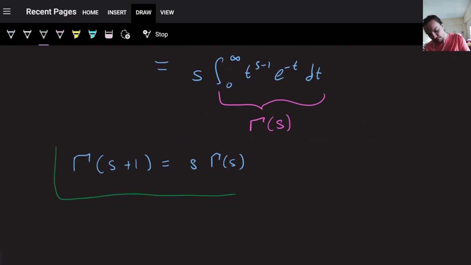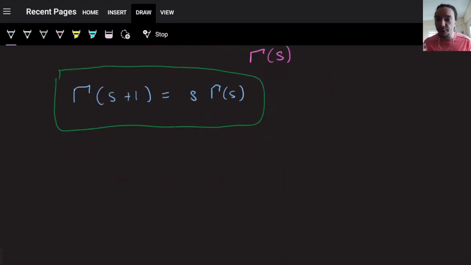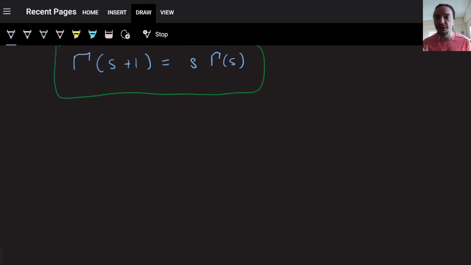This is sort of similar to the formula for the factorial that we found earlier. It's a little bit different, but it shows us that we can find the value of the gamma function at s plus 1 in terms of the value of the gamma function at s. Okay? It satisfies an inductive relation. Okay. Now, using this, let's try to understand what the value of gamma at the integers are, right?